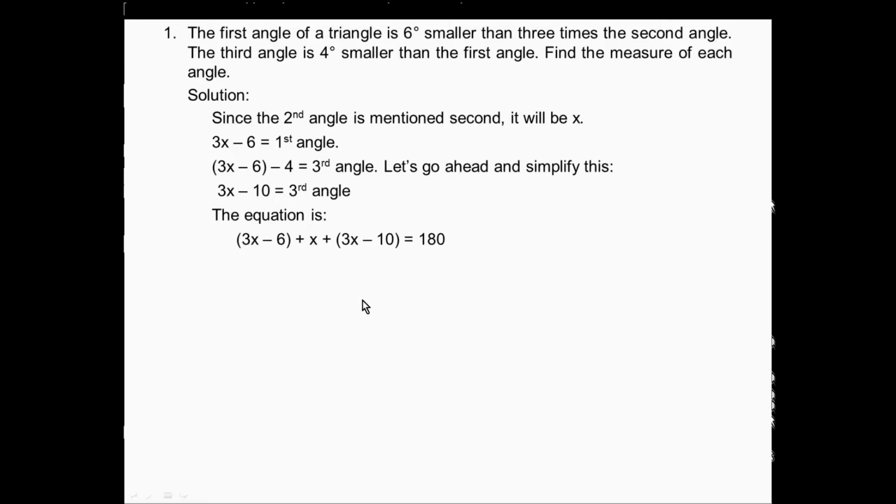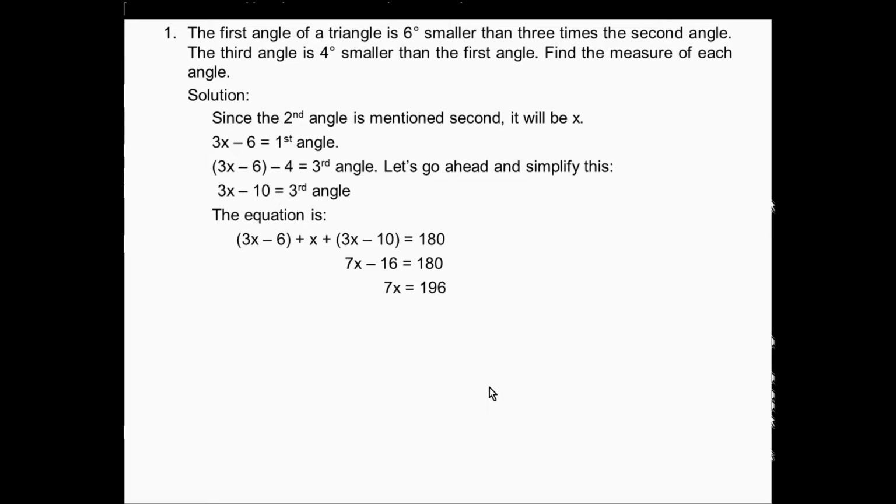Let's combine terms. So 3x and x is 4x, plus 3 more is 7x. Negative 6 plus negative 10, I get negative 16. Add 16 to both sides. So 7x equals 196. Divide by 7.